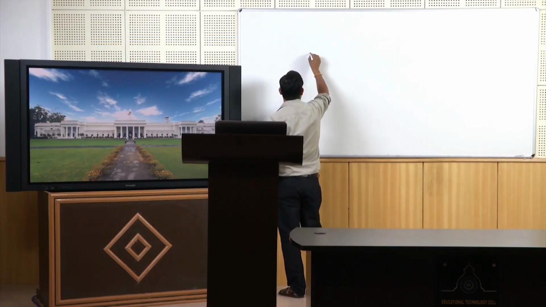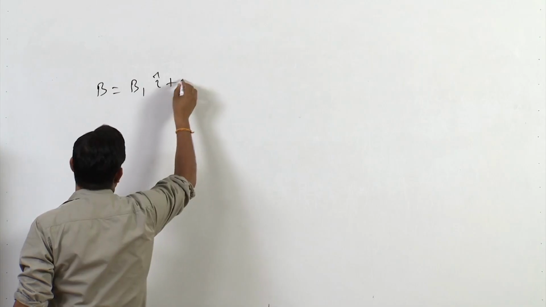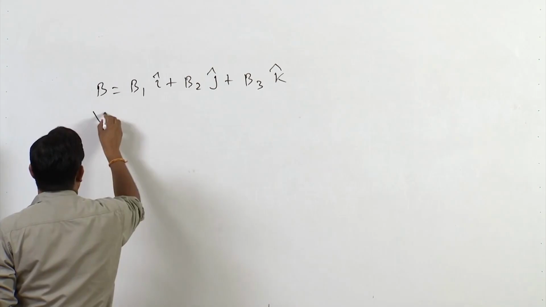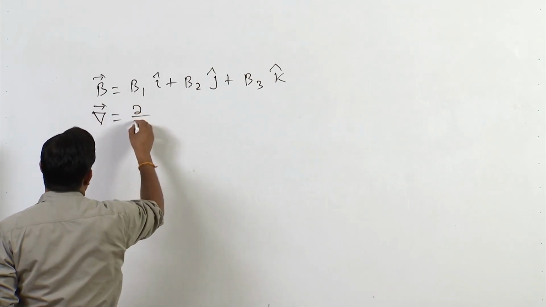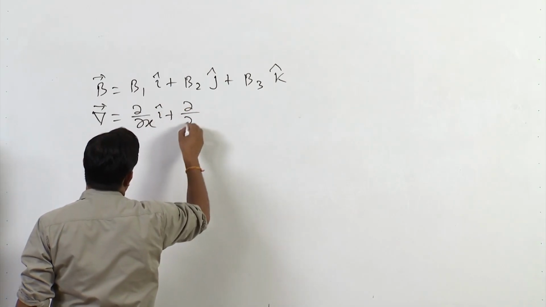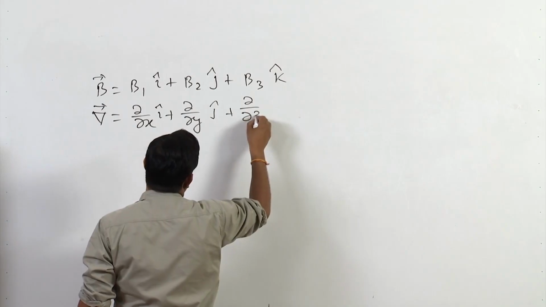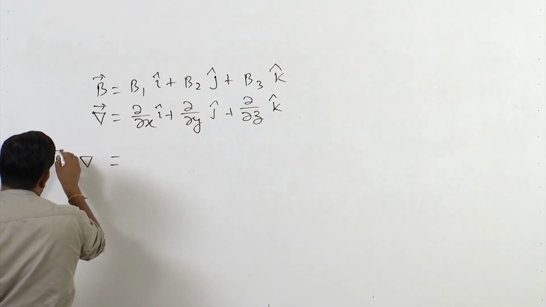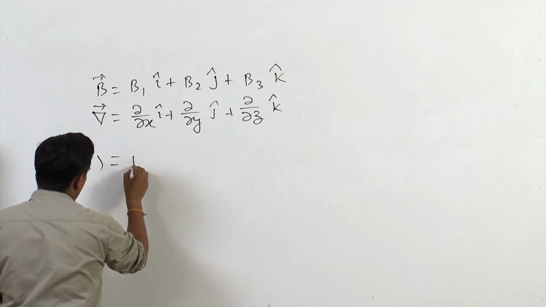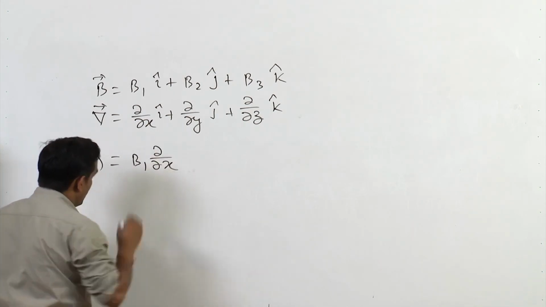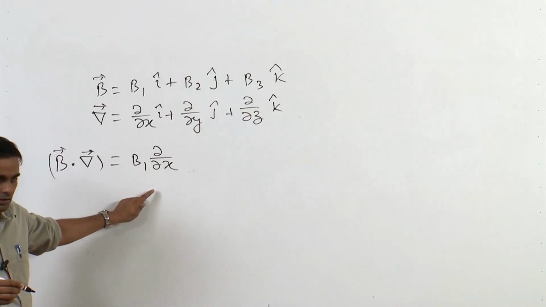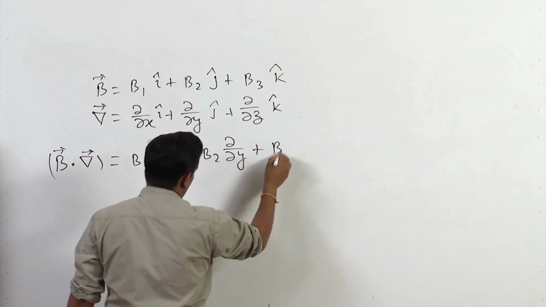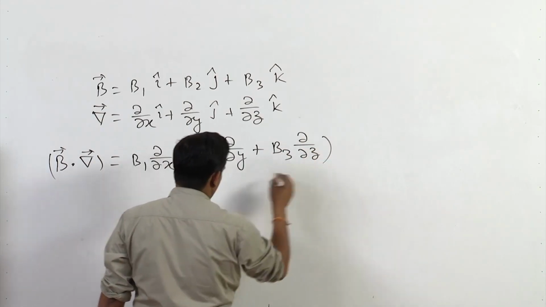So, if my B is, let us say, B1i plus B2j plus B3k, and the del operator is defined as del by del x i, del by del y j, del by del z k, then B dot del is an operator and it is B1 del by del x plus B2 del over del y plus B3 del by del z. Please do not write it as del B1 over del x.